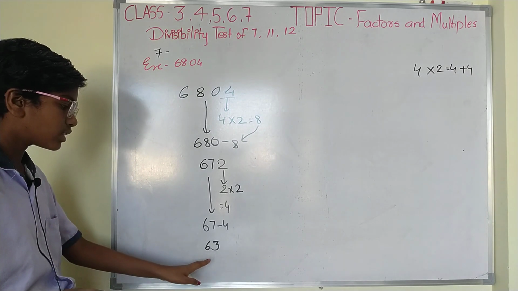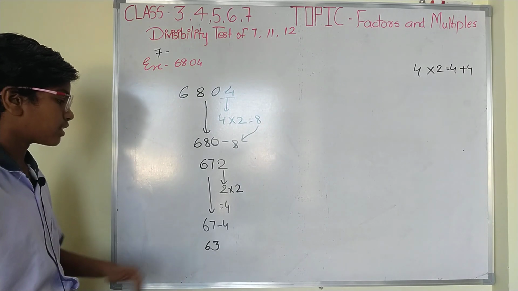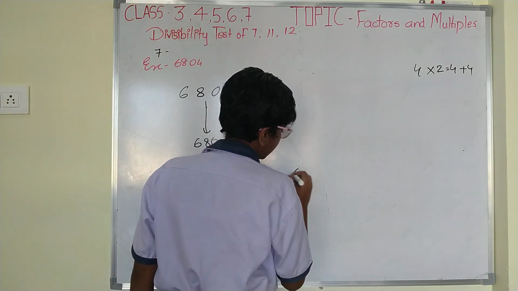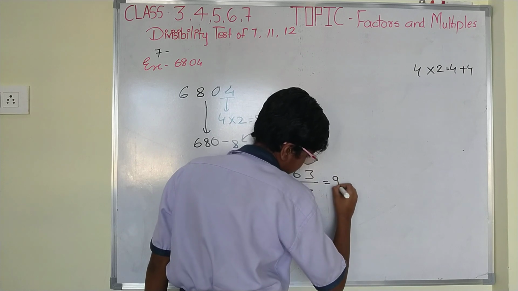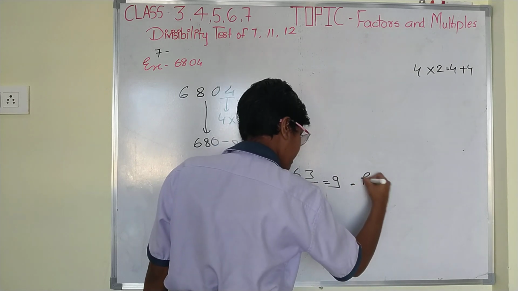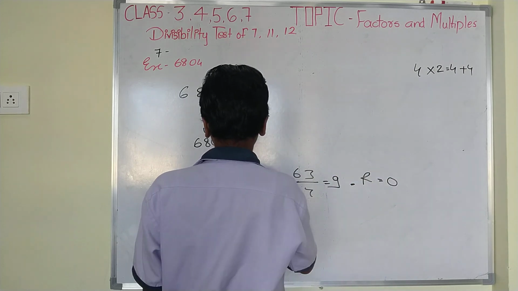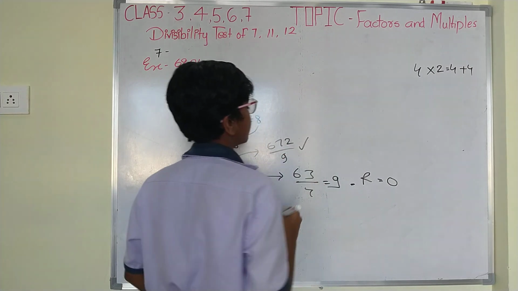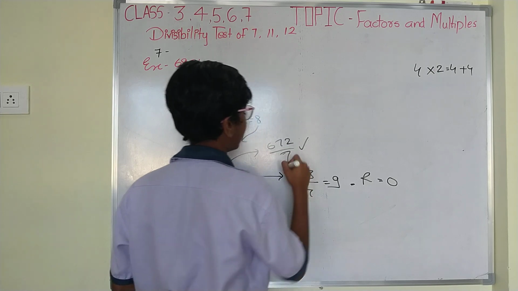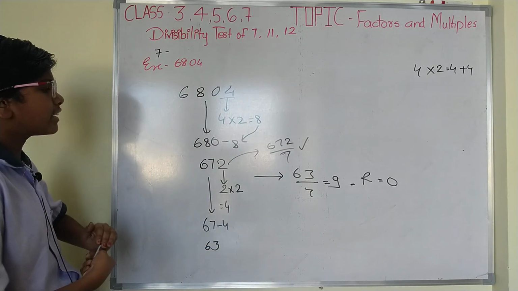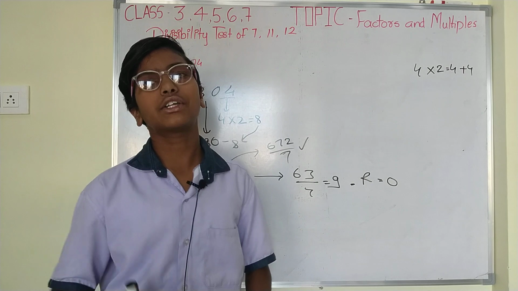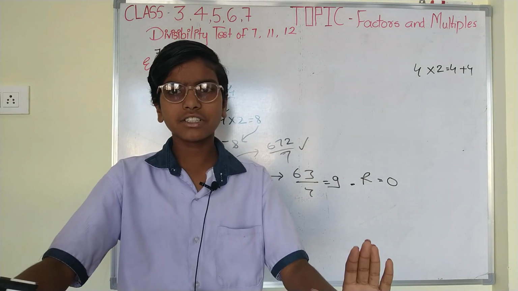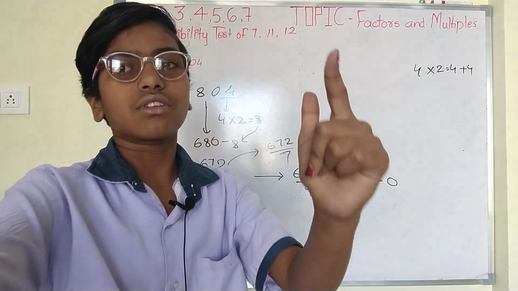Now you know that 63 comes in the 7 table. 63 upon 7 equals 9, remainder 0. And even if I took 672 upon 7, it is 9, completely divisible. So if you get a larger number, continue the same steps. Very easy. Let's try one more example and end the divisibility test of 7, and then start the divisibility test of 11.